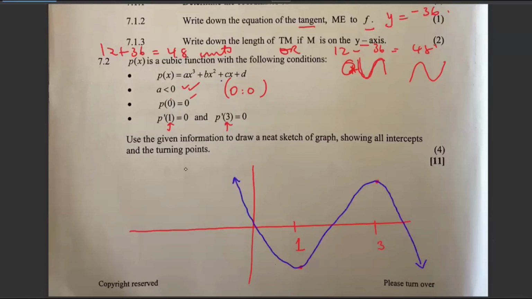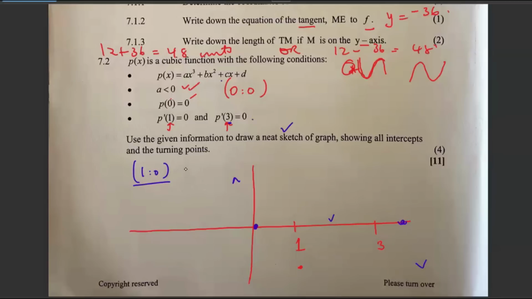So they said use the information to draw a sketch showing all the intercepts. So this is an intercept. This is also an intercept. That is also an intercept that we know nothing about. Okay, but now there is a problem. We said if it's a 1, then we have a 0. Does it make sense? Then if it's also 3, it's also 0.